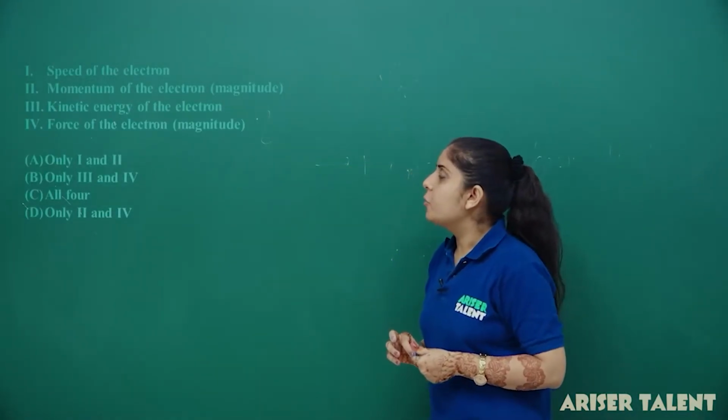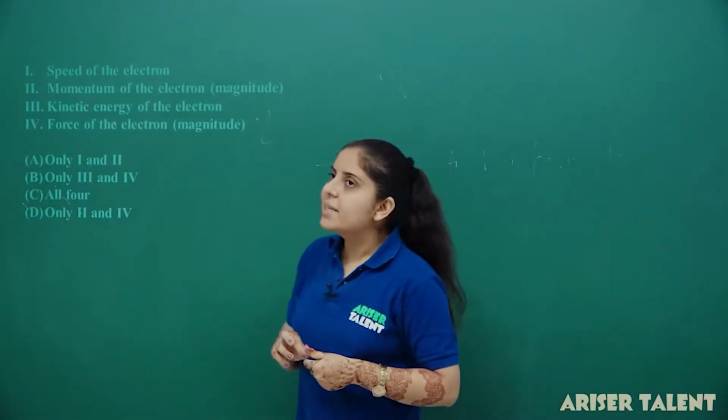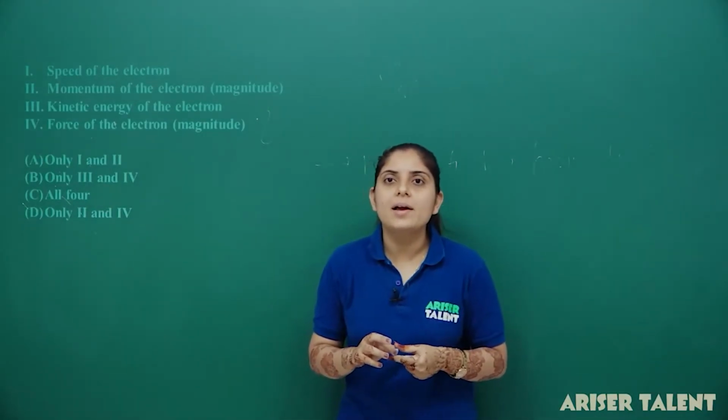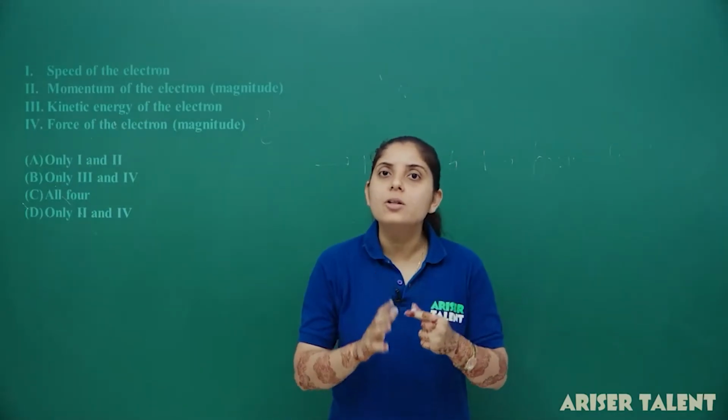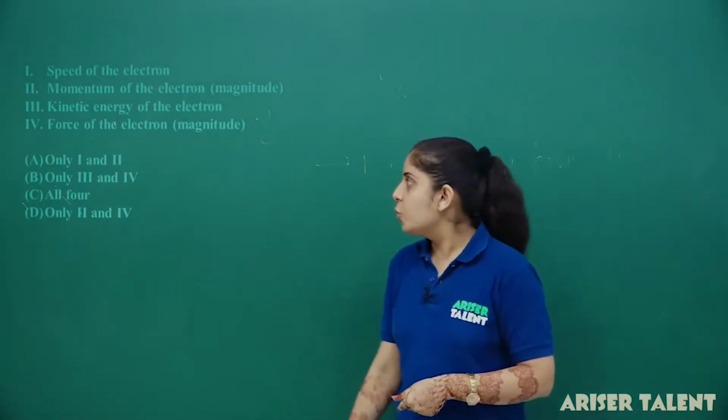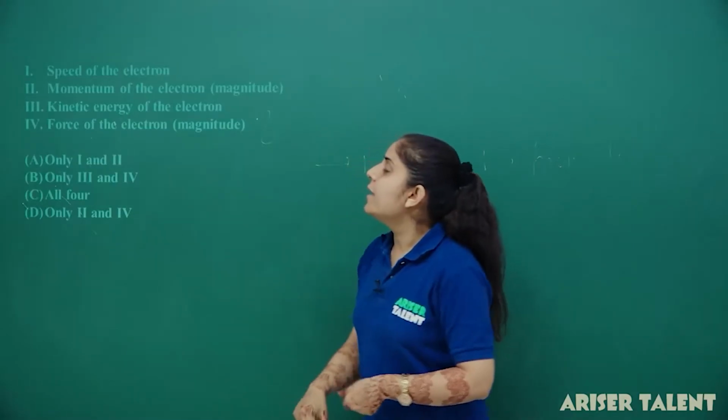Kinetic energy of the electron. Kinetic energy is basically given by half mv square. So if the velocity is not 0, again the kinetic energy will remain constant and it will be our non-zero quantity. Force on the electron.